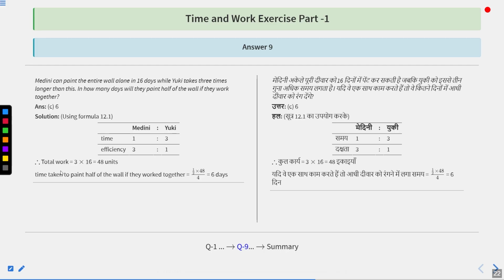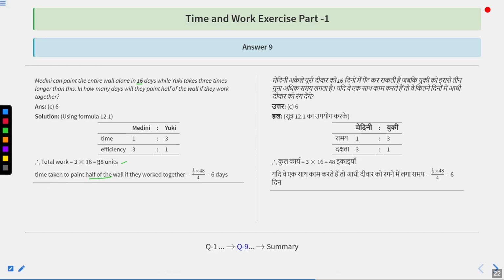Total work is how much? Medini was taking 16 days. That means efficiency of Medini into total time taken by Medini, 3 into 16, that is 48 units is the total work which they have to do. So time taken to paint half of the wall if they work together is how much?